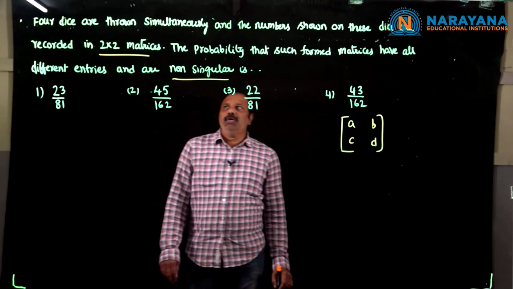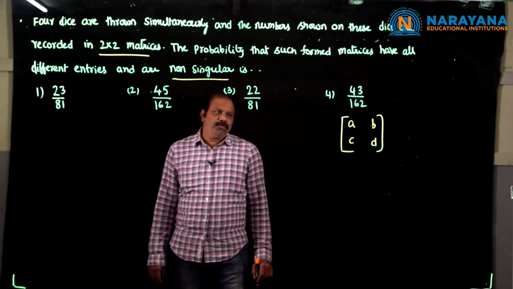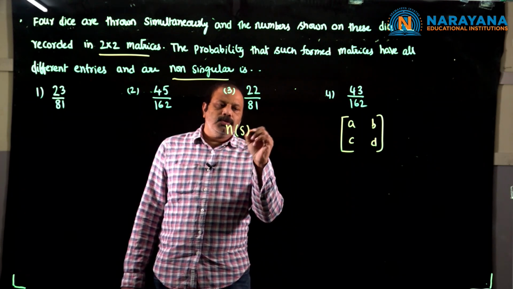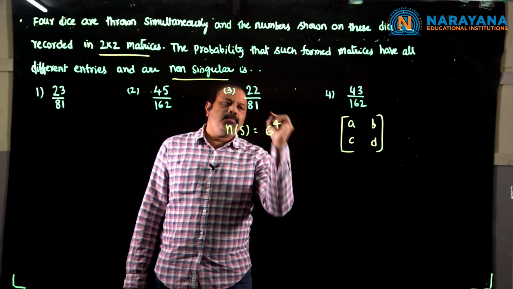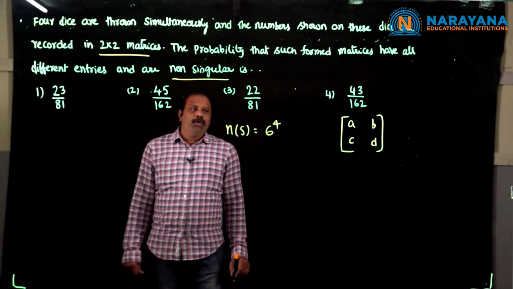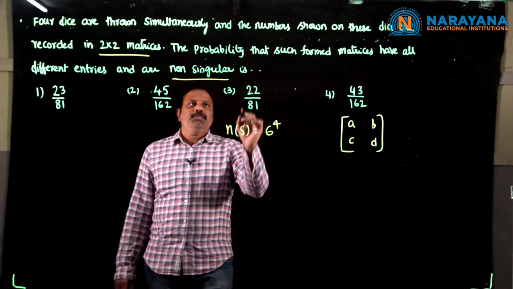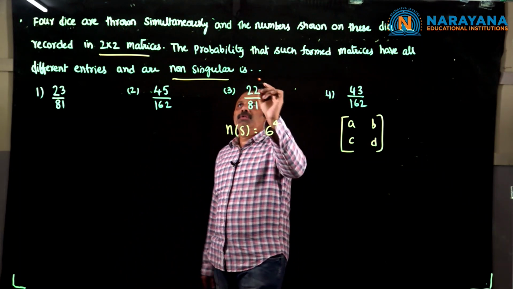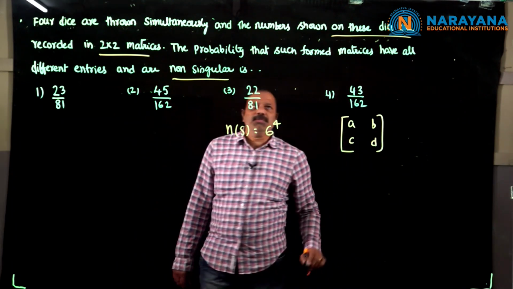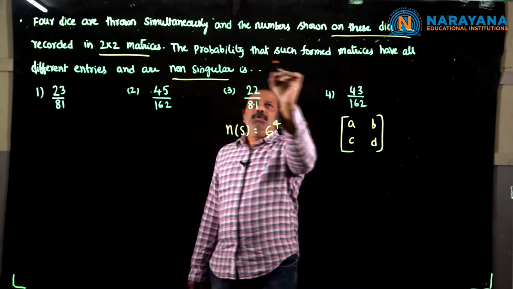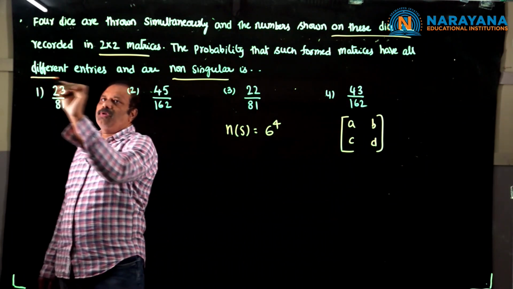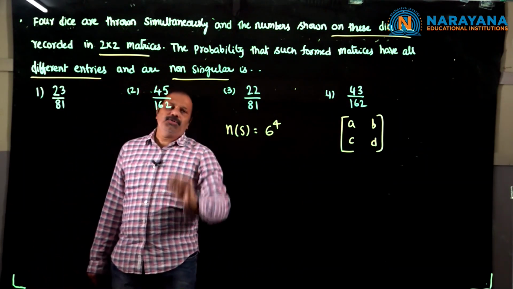So, here we are throwing 4 dice. So, n of S, the number of total outcomes, will be equal to 6 power 4 because we are throwing 4 dice. Now, it is clearly mentioned that the numbers shown on these dice are recorded in 2 by 2 matrices. So, the probability that such formed matrices have all different entries, this is the first point, and are non-singular.